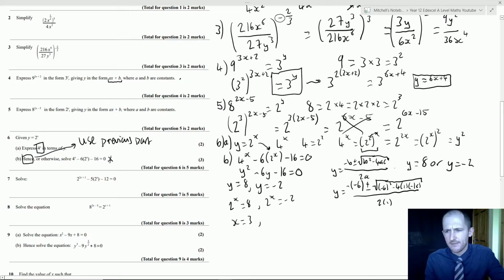And is there any value of x that would give me minus 2? Is there any power I can give that would give me minus 2? No. So, no answer. The answer is x is equal to 3.